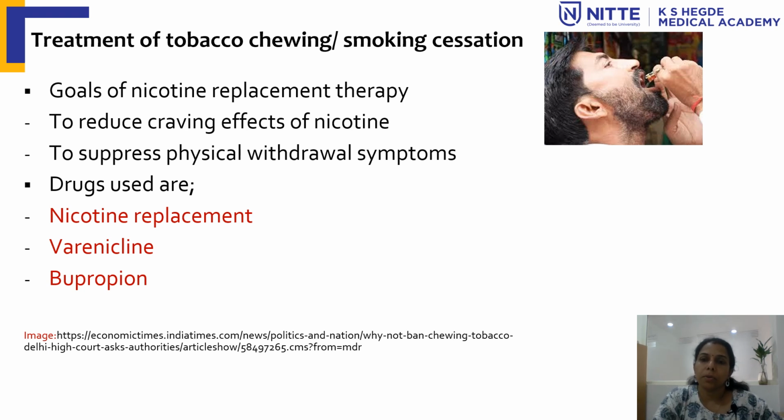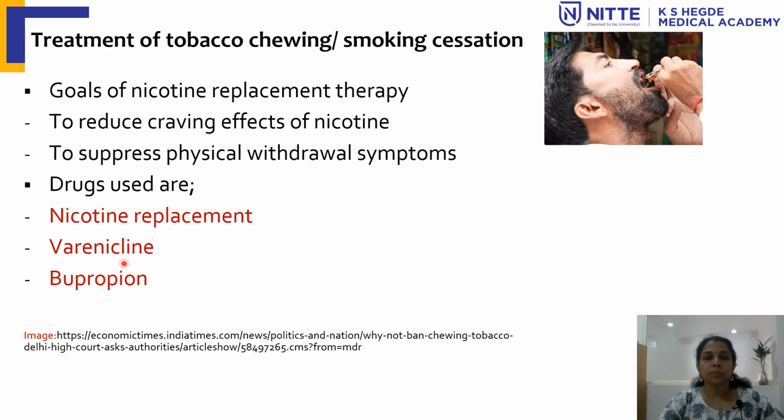Now about the treatment. How do you treat a patient who really wants to quit smoking or tobacco chewing? What are the goals of nicotine replacement therapy? You have to reduce the craving effect of nicotine and suppress the withdrawal symptoms. For this, the drugs used are nicotine replacement therapy in the form of transdermal patches or chewing gums.